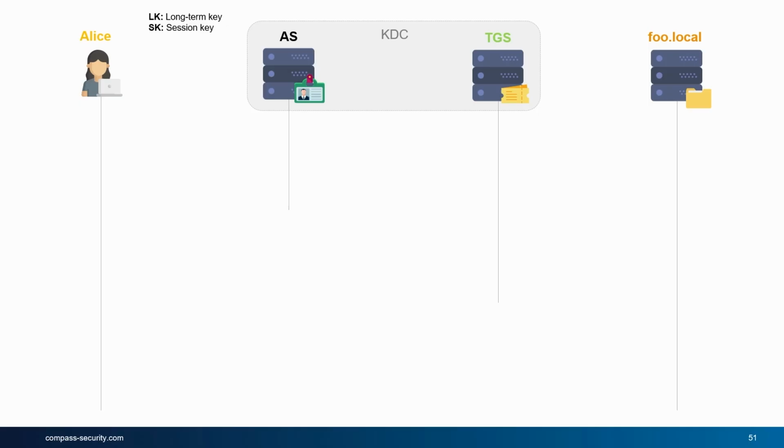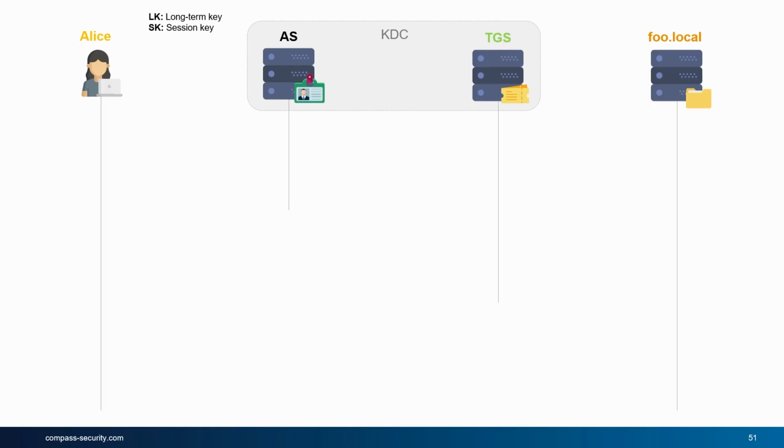Now that we have seen all the individual parts of the Kerberos authentication flow, let's look at it again in the big picture. We have the same situation as before. So on the left side, we have our user Alice, and on the right side, we have a resource that we would like to access, for example, a file share running on foo.local. In the middle, we have the KDC split into the authentication server and the ticket granting server.